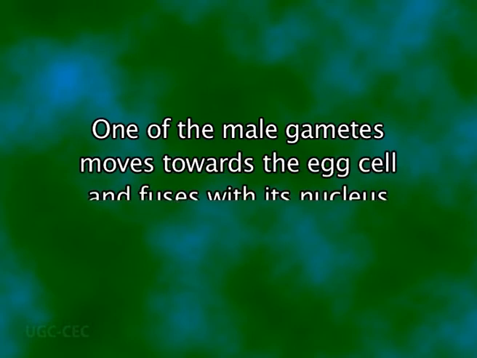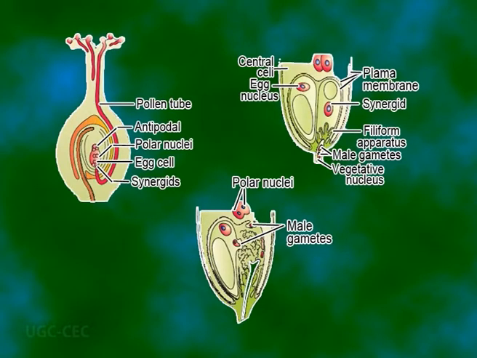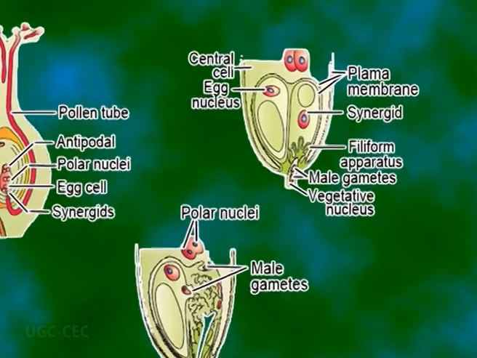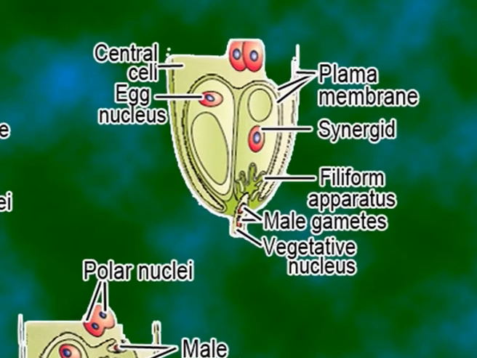One of the male gametes moves towards the egg cell and fuses with its nucleus, thus completing the syngamy. This results in the formation of a diploid cell, the zygote. The other male gamete moves towards the 2 polar nuclei located in the central cell and fuses with them to form a triploid primary endosperm nucleus.